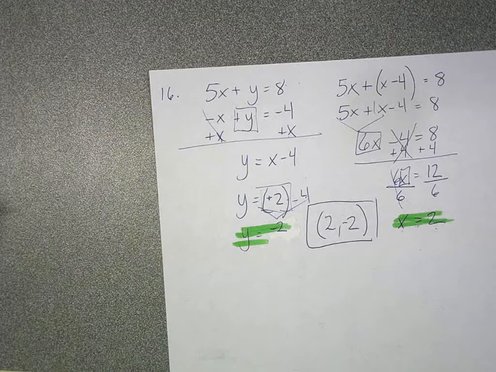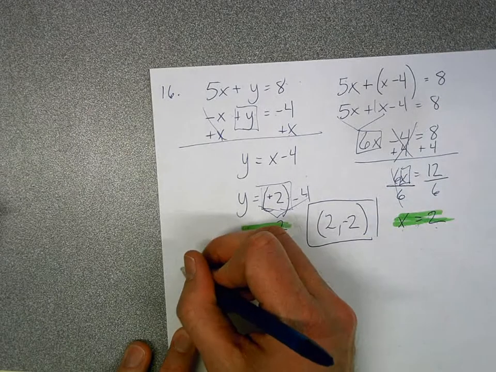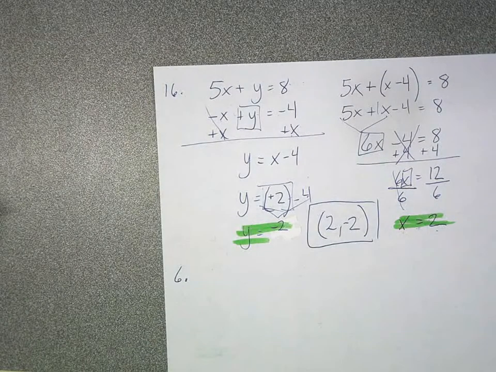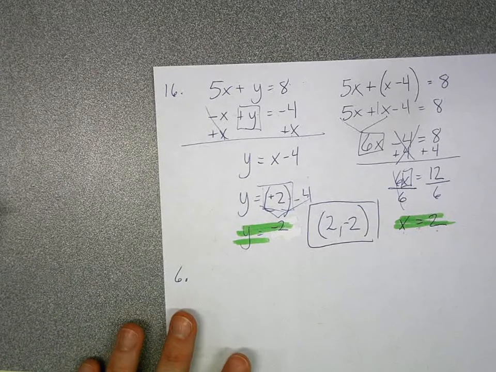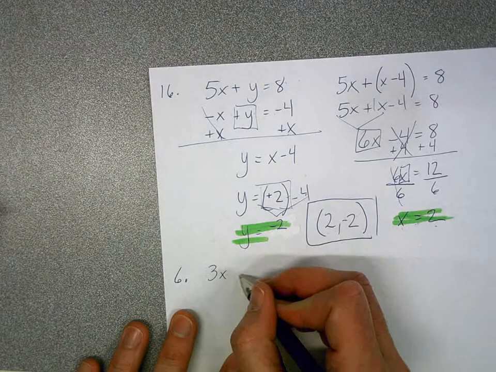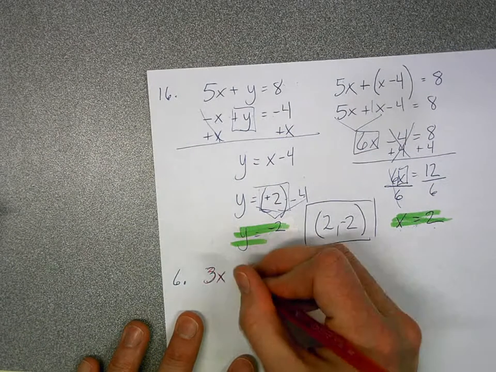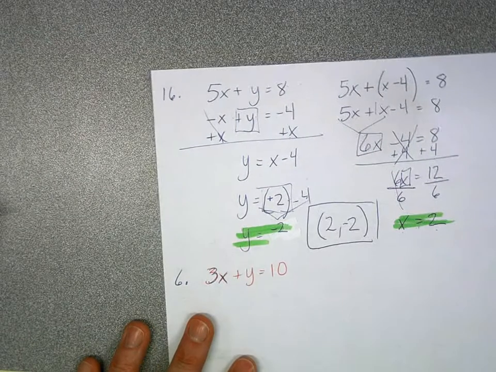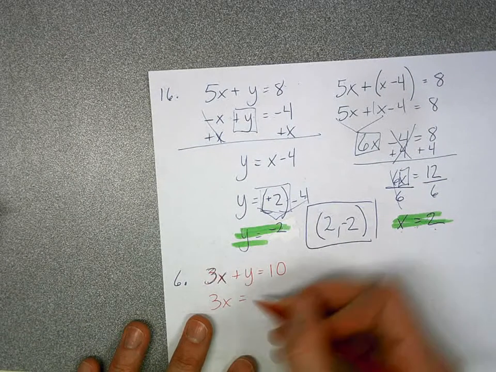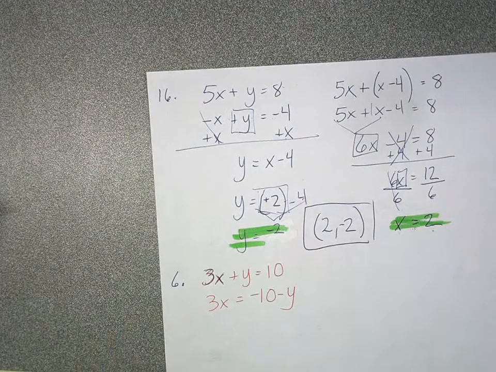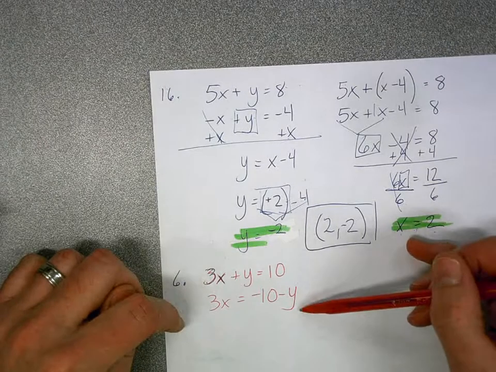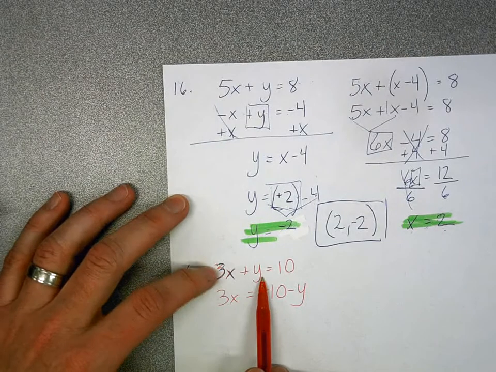All right, well, then let's do problem number 6 together. Number 6, back on 427. So I have 3x plus y equals 10. Then our other equation is 3x equals negative 10 minus y. So here we go. I'm taking a look. What would be easier to isolate? Since this is already a positive y here, it's probably easiest to isolate that y.